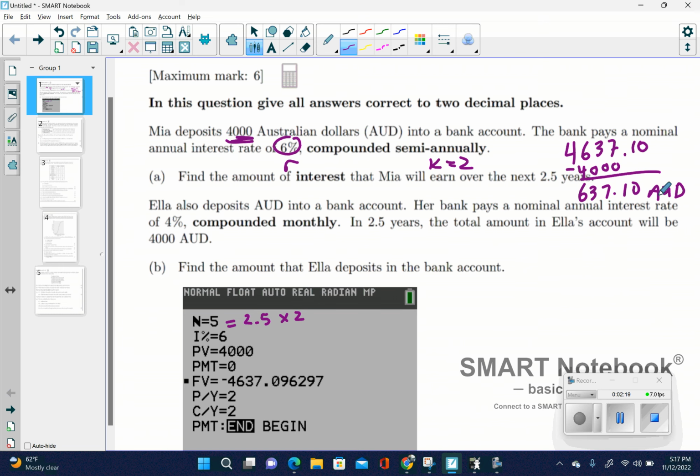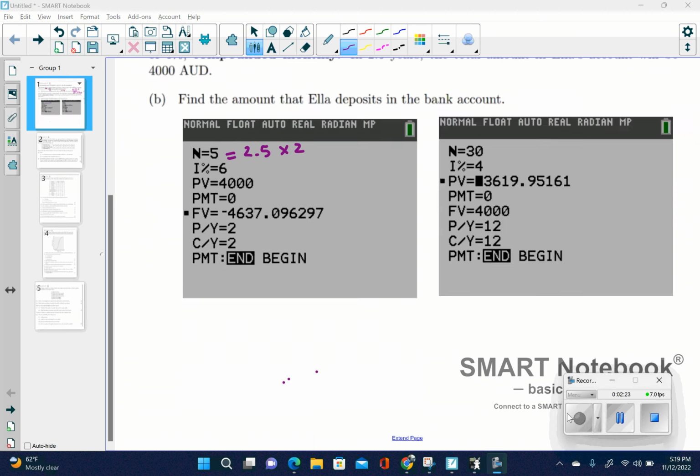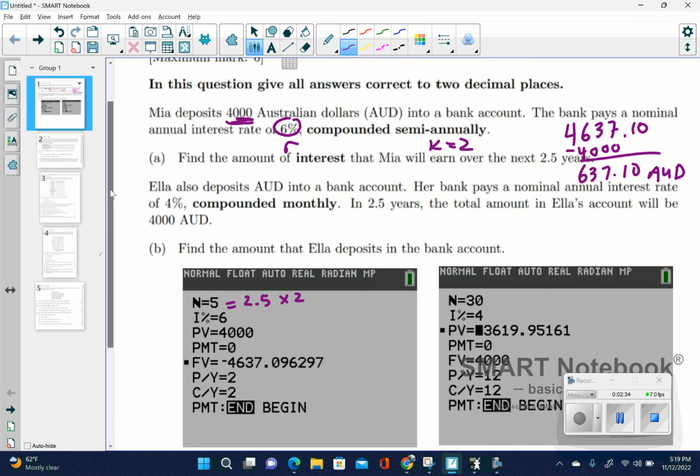All right, so very similar thing for the next part. I'm going to pause it and go ahead and put it into my calculator. All right, so for part B, if we take a look at part B of the question, there is a slightly different scenario. There's a new interest rate. If you look, Ella deposits Australian dollars. It doesn't say how much he deposits. The interest rate is now 4% and it's compounded monthly, right? So our K is going to equal 12, right? There's 12 months in a year, and this is 2.5 years.